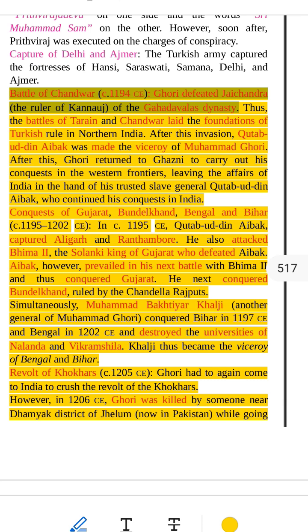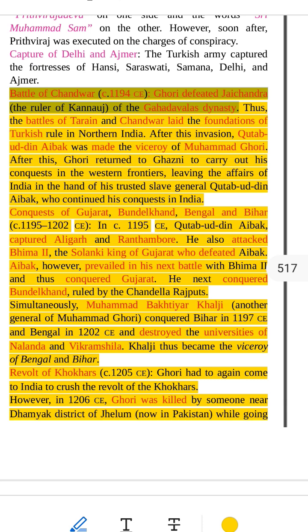Viceroy equals second in command. Aibak ruled in India on behalf of Ghori, who lived in Afghanistan. Example. Think of Ghori as the owner of a big business who lives in another country, and Aibak as the manager he trusts to run the Indian branch of that business.